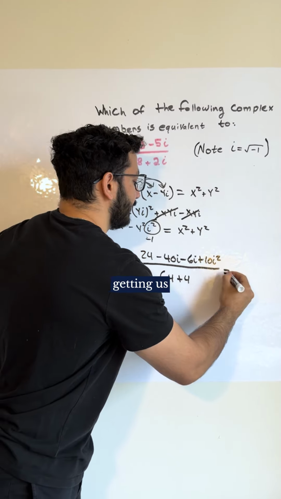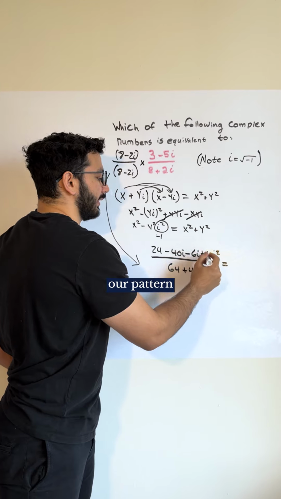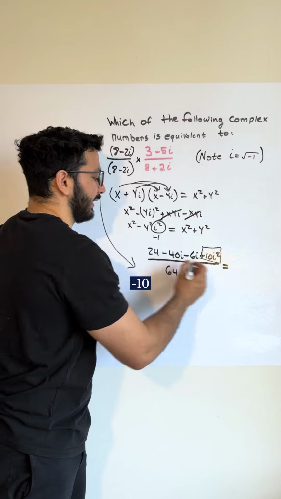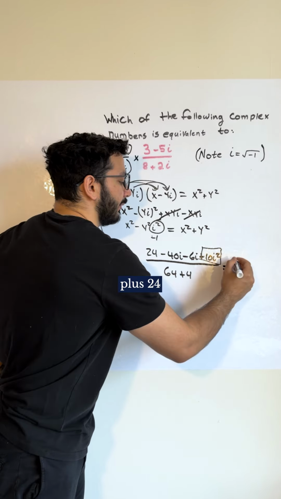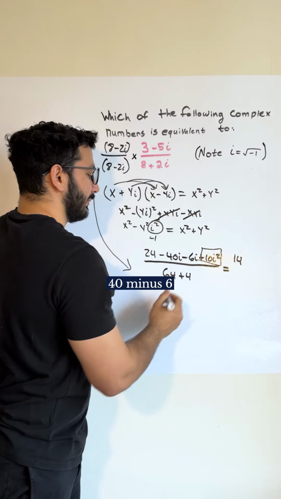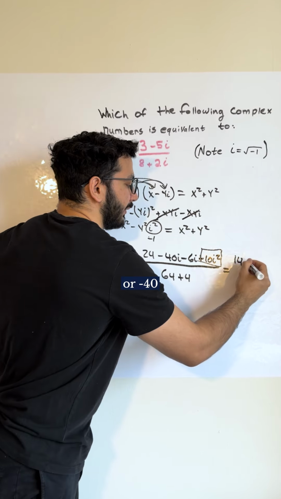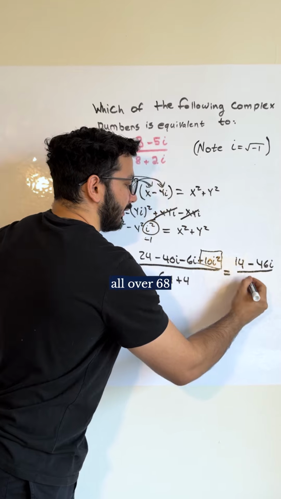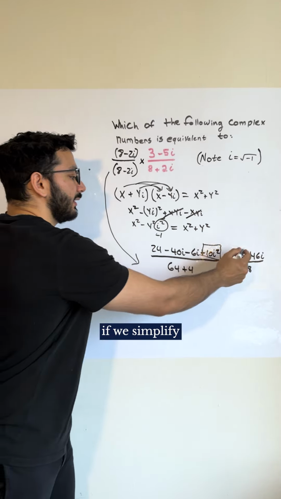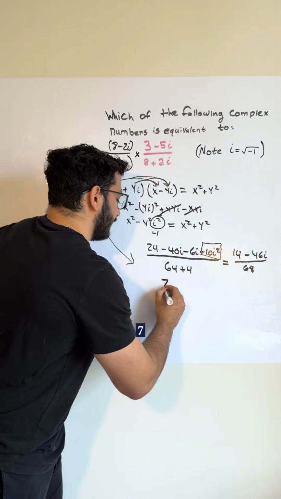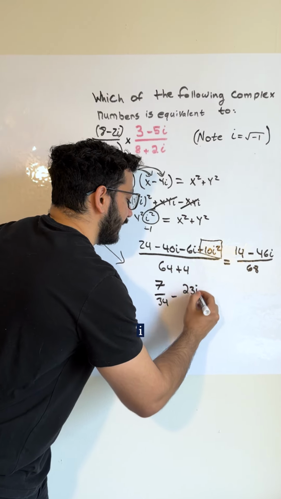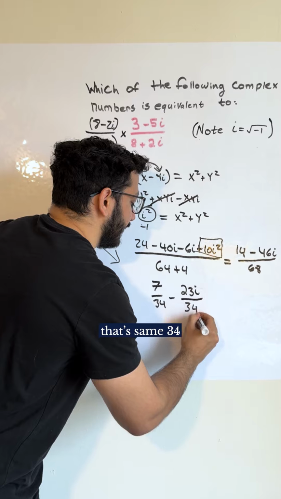And what does that end up getting us? Well, again, we're using our pattern. That 10i squared would just end up giving us -10. So -10 plus 24 is going to be 14. -40 minus 6 is going to give us -46i, all over 68. And then if we simplify this down, 7 over 34 minus 23i all over that same 34.